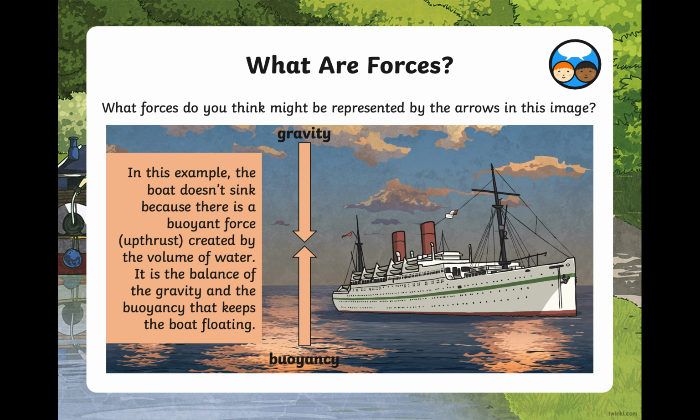So on the slide, it says in this example, the boat doesn't sink because there's a buoyancy force, upthrust. It's also called upthrust, created by the volume of the water, basically the particles under the ship we're talking about. It's the balance of the gravity and the buoyancy that keeps the boat floating.